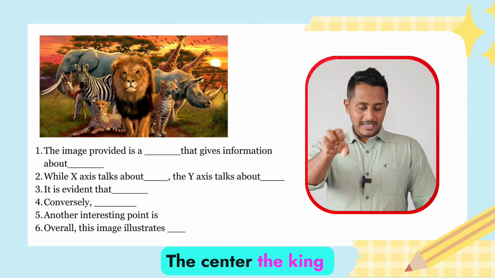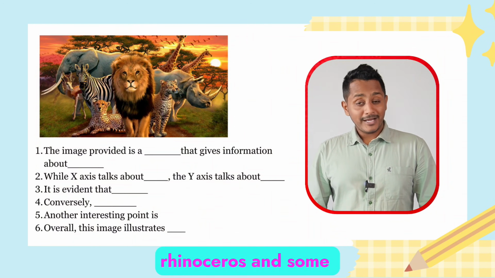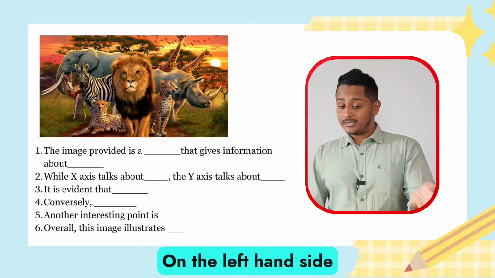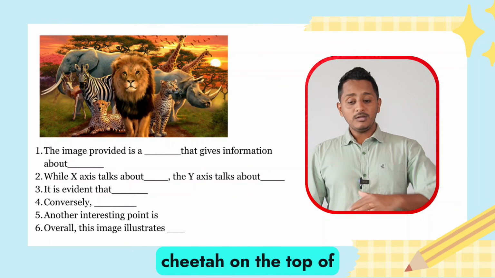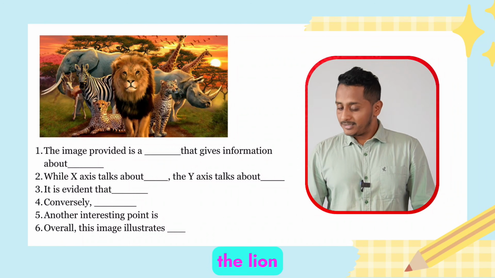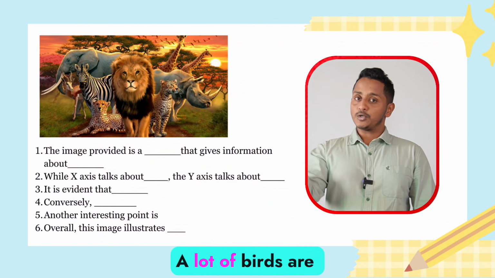The center, the king, is the lion, but on the right hand side of the lion there is a cheetah and rhinoceros and some giraffe. On the left hand side there's elephant, zebra, deer and one more cheetah. On the top of the lion, or behind the lion, there is a tree with a beautiful scenery and a lot of birds are hovering around.